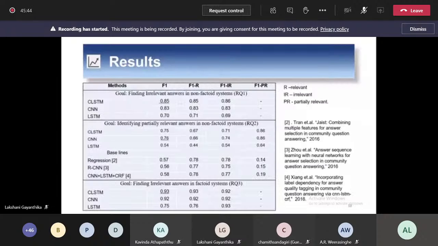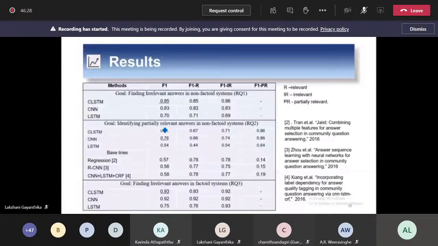When talking about the results, this table shows the highest accuracies we got for each model. Addressing research question 1, finding irrelevant answers in non-factoid systems, CLSTM has the highest accuracy. For identifying partially relevant answers in non-factoid systems, CNN has performed better than the others. But if you look at the ability of identifying partially relevant answers, CNN and CLSTM have both performed at the same level.